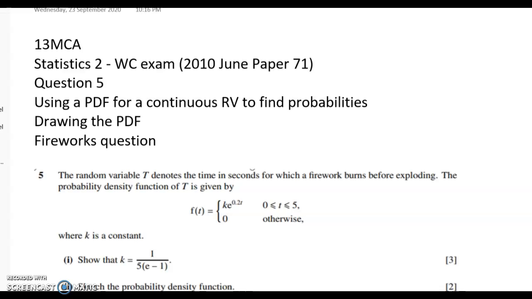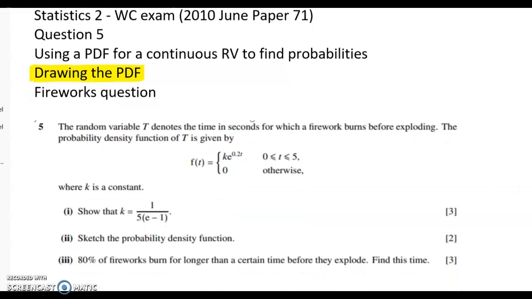This is question 5. I've just done question 7. So this one you were mostly pretty confident with, but there are a few things in here to watch out for. It's using a PDF for a continuous random variable to find probabilities. One place where lots of you missed out was on drawing the PDF. There's just one wee thing we've got to watch out for. And the last question was a problem-solving one.